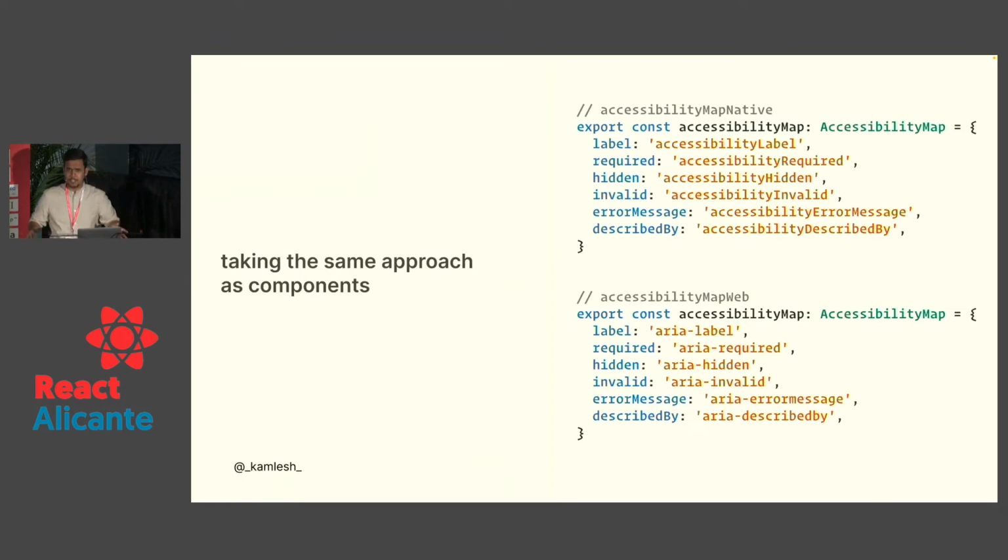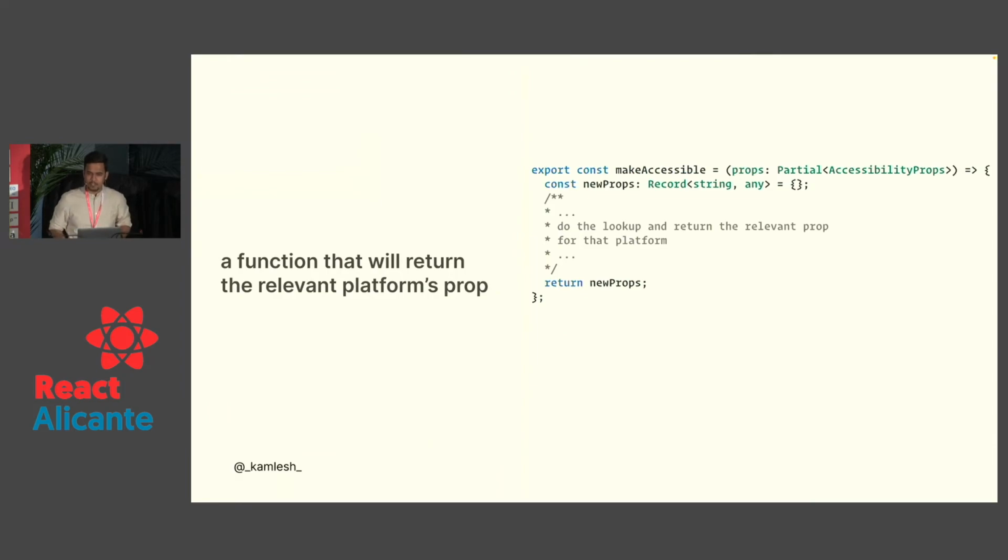Taking the same approach that we did for our components, first we'll create a map for common key names for both web and native. So for example, we'll create a key called label, which will map to accessibilityLabel for native, and it will map to aria-label for web. And then as a next step, we'll put a function on top of it, which is makeAccessible. You pass it all your accessibility props. It will do a lookup and return the respective prop for that particular platform.